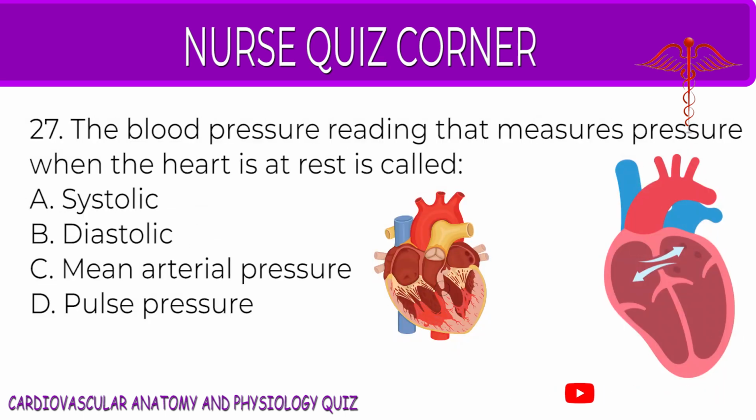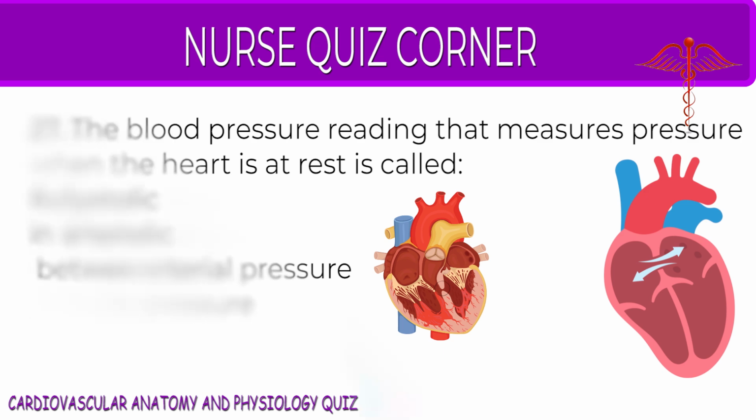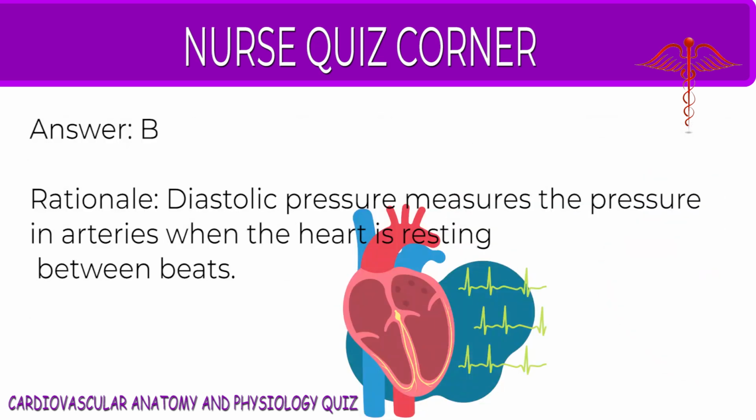27. The blood pressure reading that measures pressure when the heart is at rest is called: A. Systolic. B. Diastolic. C. Mean arterial pressure. D. Pulse pressure. Answer B. Rationale. Diastolic pressure measures the pressure in arteries when the heart is resting between beats.